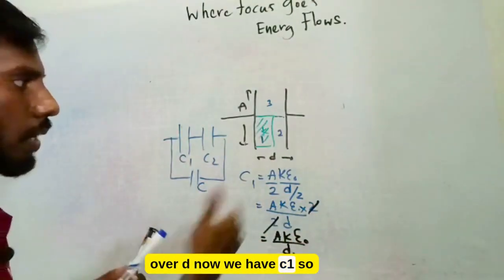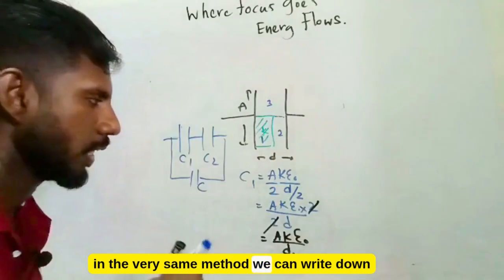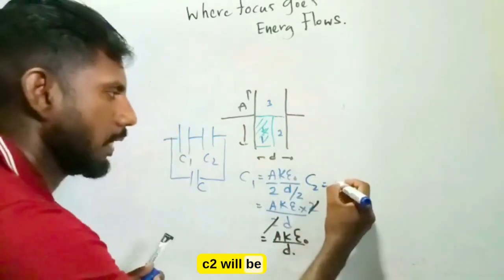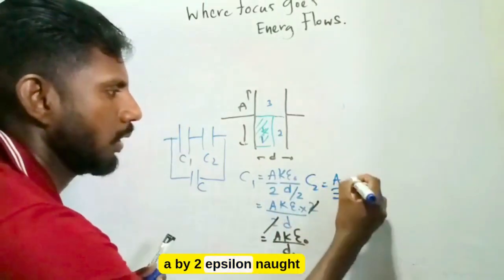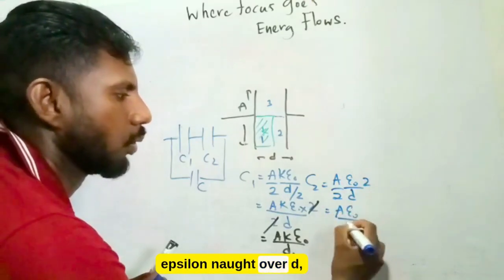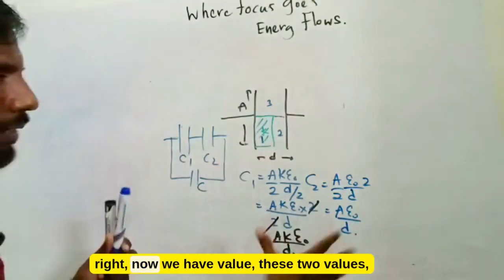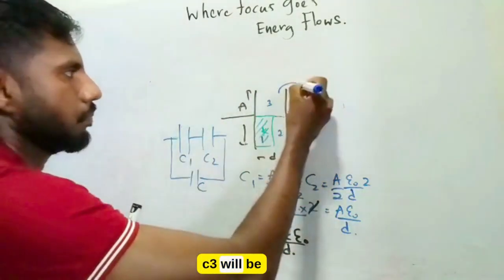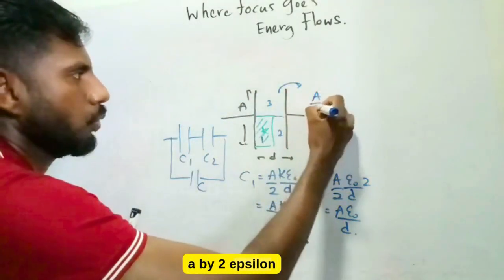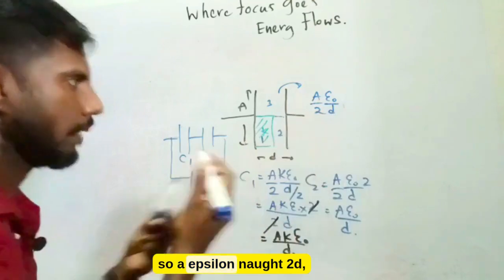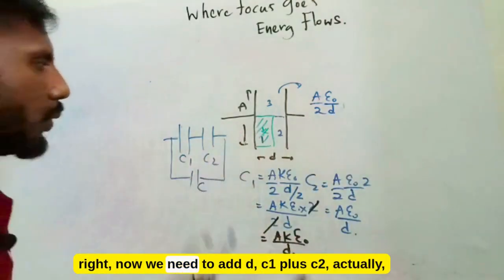Now we have C1. In the very same method we can write down C2 as well. C2 will be A by 2 epsilon naught over D by 2, again 2 goes off. So A epsilon naught over D. Now we have these 2 values. And the last one, C3, will be A by 2 epsilon naught, and it's not D by 2, it's just D. So A epsilon naught over 2D. Right, now we need to add these.